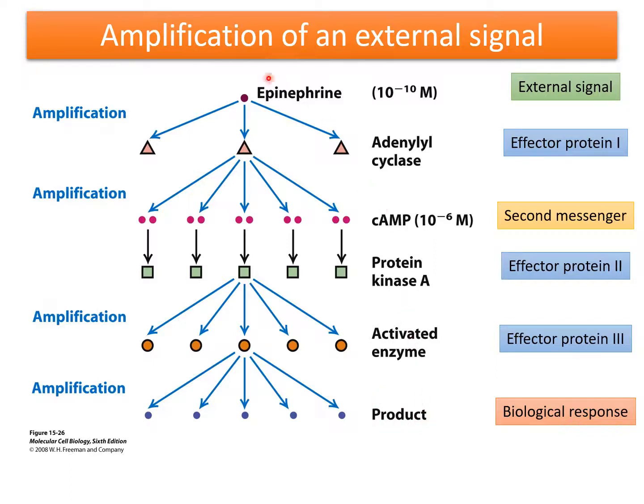So you can see one effector molecule, or one external signal at the top, leads to the activation of a lot of product at the base. You can think of this as a large triangle with epinephrine at the top of the triangle and product generating a very broad base.